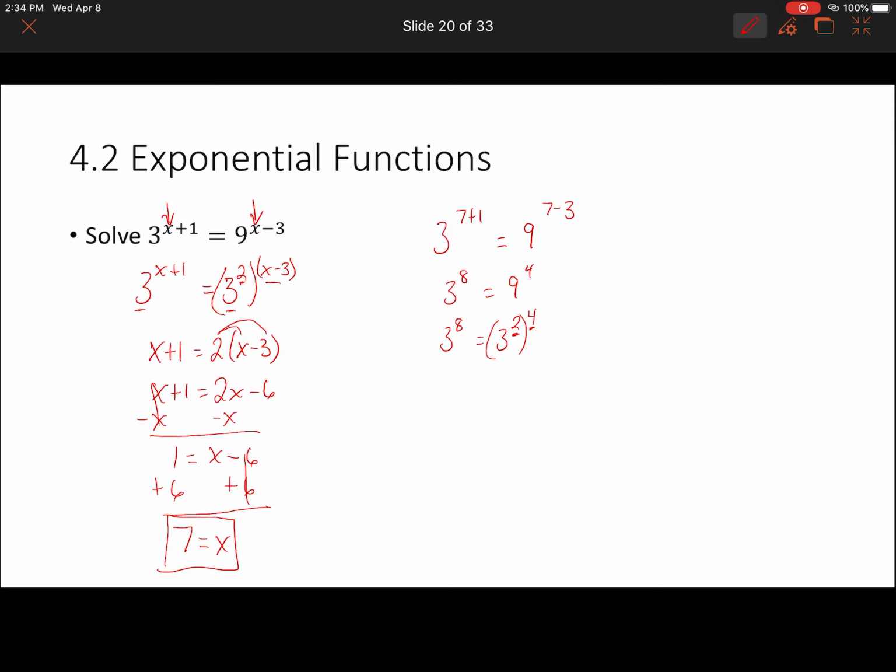I don't know what 3 to the 8th power is off the top of my head. I don't know what 9 to the 4th power is off the top of my head. You could punch that in your calculator and see those two numbers are the same. So that is a way that you can check these. If you want to check it, by all means, feel free to do so.